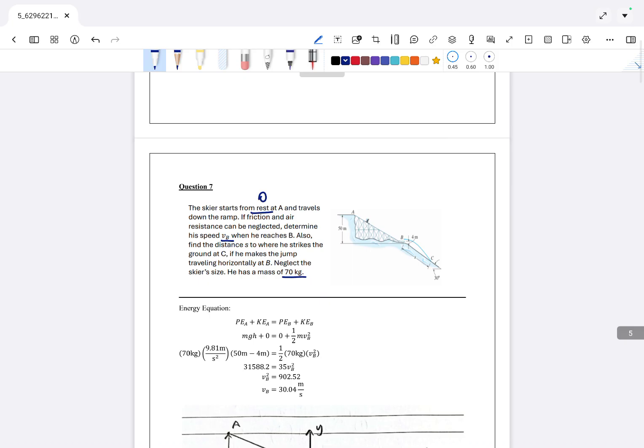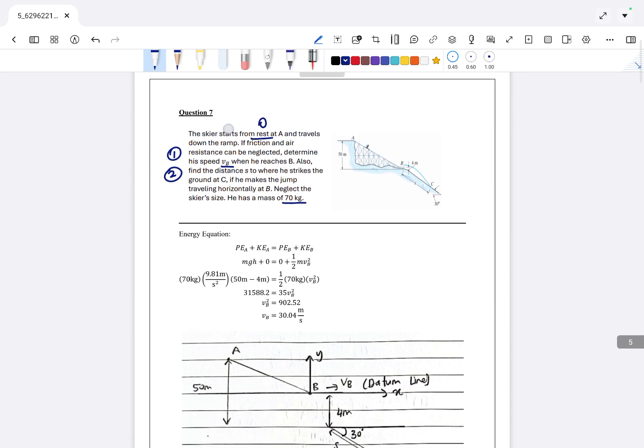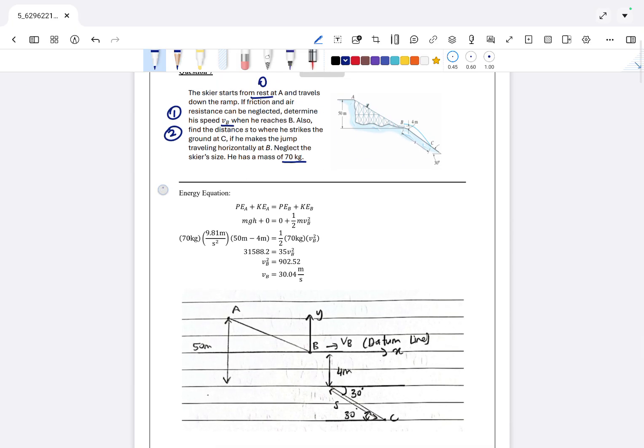Okay, so this question they are asking to find the velocity at point B and also the distance of S here. So there are two things we have to consider here. First, we have to find the velocity of point B and also the distance of point S. So first of all, for this question we are going to use the energy equation, which is potential energy of A plus kinetic energy of point A equals potential energy of point B plus kinetic energy of point B.